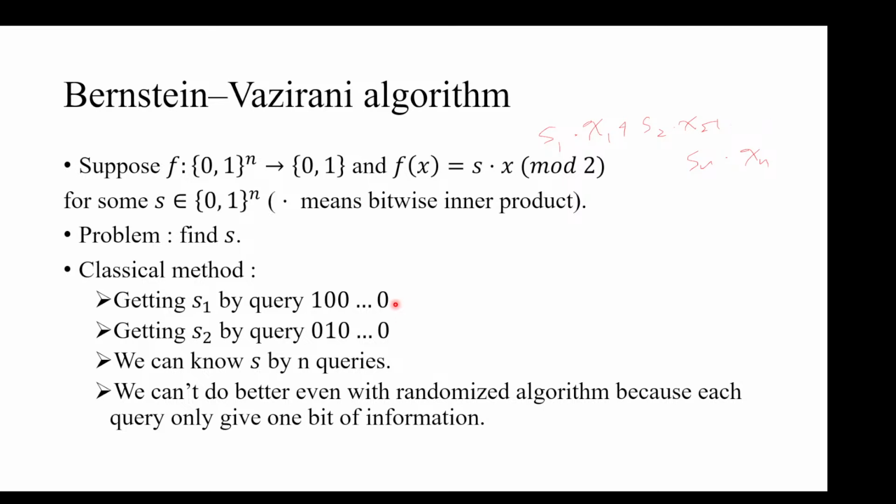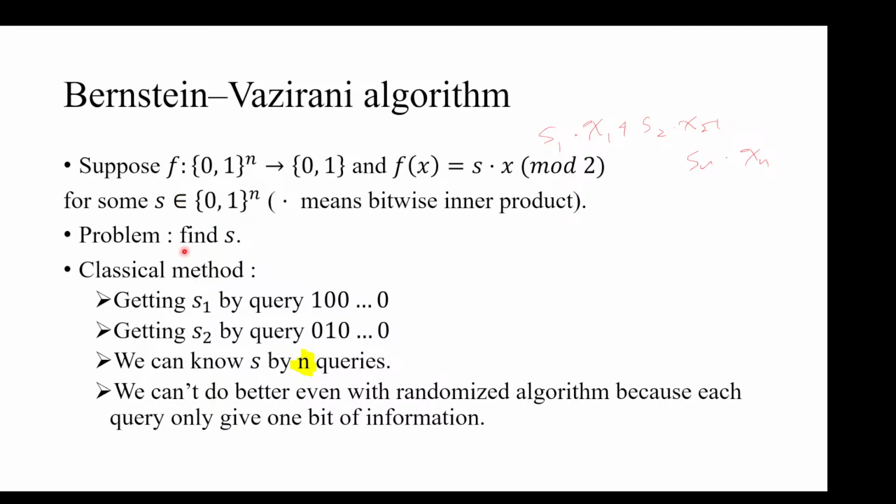Similarly, if you put the input as 010000, you get s2. Obviously you repeat this for all such inputs, and you get s1, s2 to sn, so you learn the whole string s. So there is a classical algorithm that learns s using n queries. And by some information theory argument, it's very easy to show that you also need n queries to learn s.